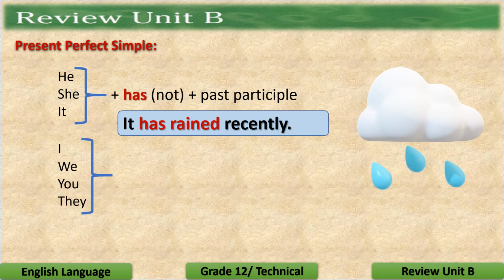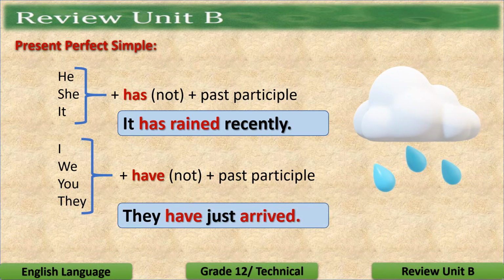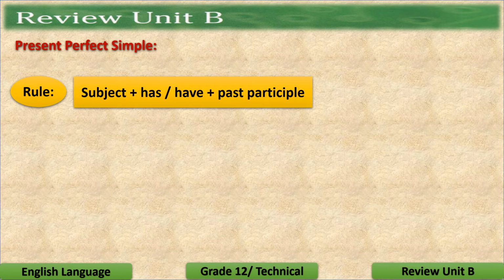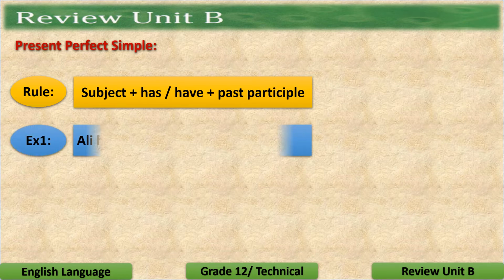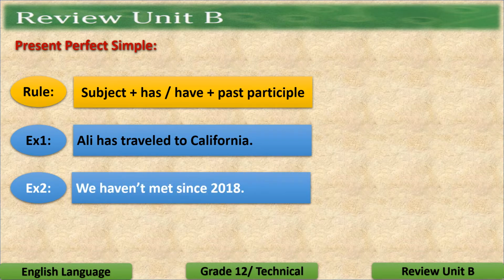While if the subject is plural or I, we use have, or have not in the negative, plus the past participle form. Like the example, they have just arrived. So dear students, the rule for the present perfect simple is subject plus has or have plus past participle. Example, Ali has traveled to California. Another example, we haven't met since 2018.